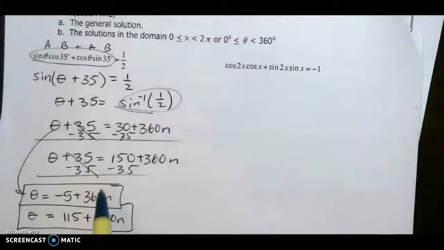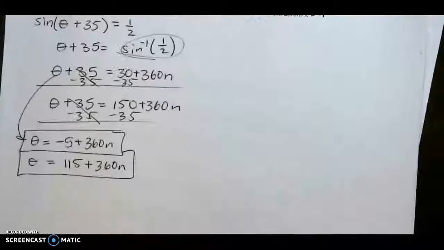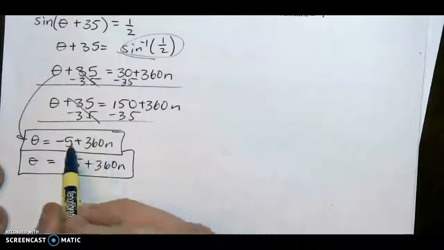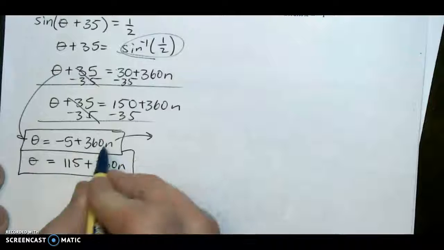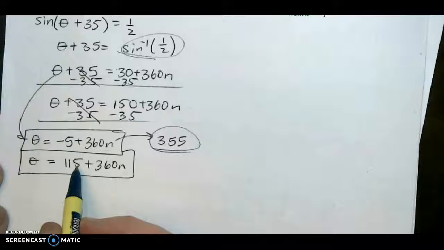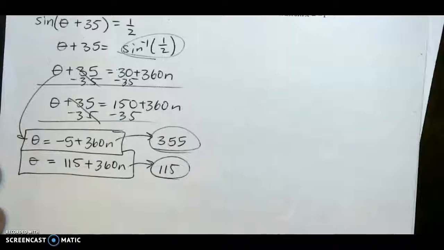So here we've got general solutions. Now we're going to take those solutions and we're going to find all the answers between 0 and 360. So -5 is not between 0 and 360. So if you add 360 to it, which is what this is telling us to do, you get 355 is one answer. And then on this one, 115 is already between 0 and 360. So 115 is the answer from that solution.